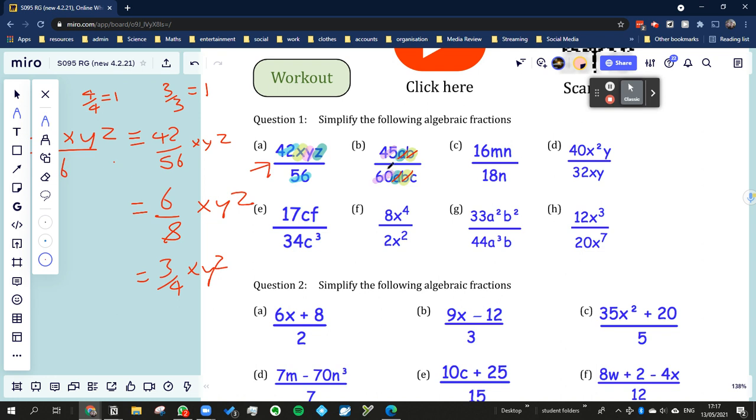I can see straight away that that's 3/4. And you've got the c at the bottom. So that's going to be 3 over 4c. That's b, okay? All right.